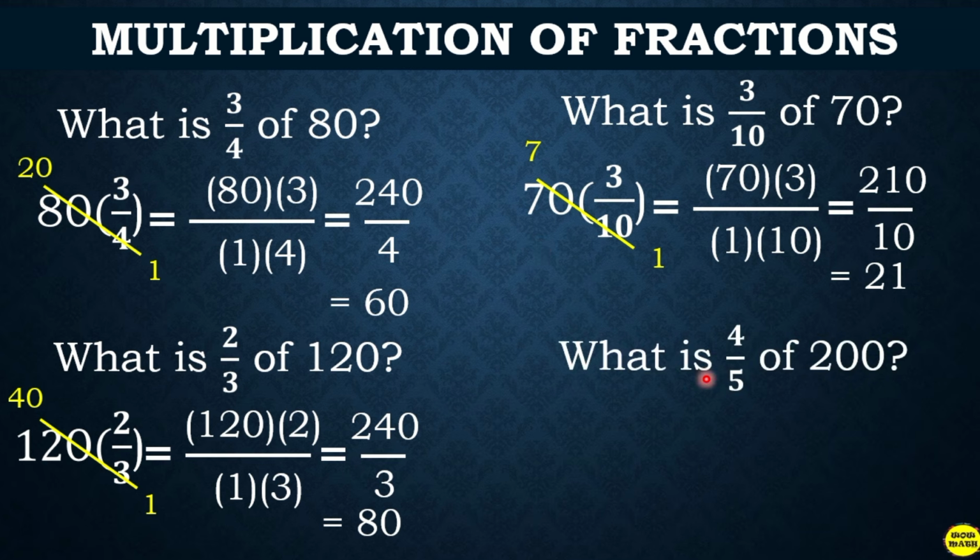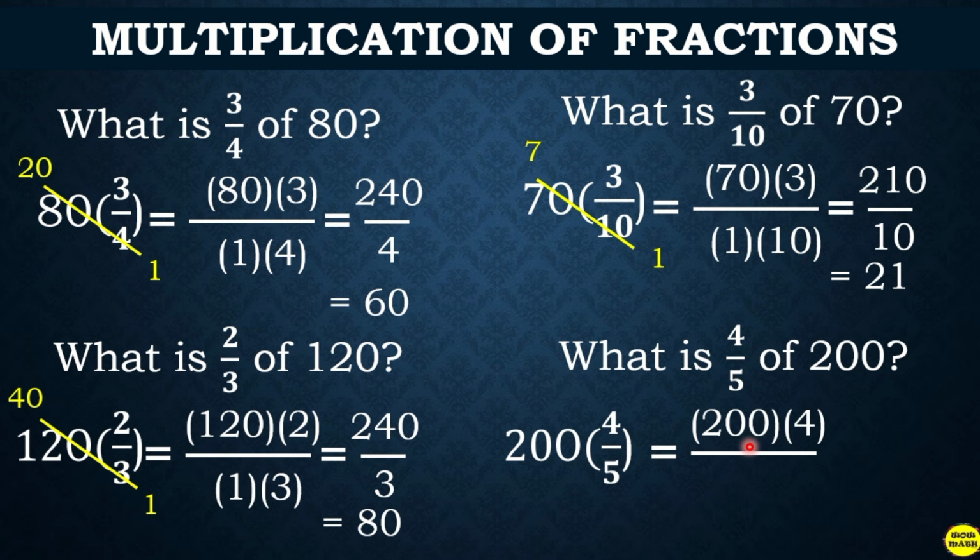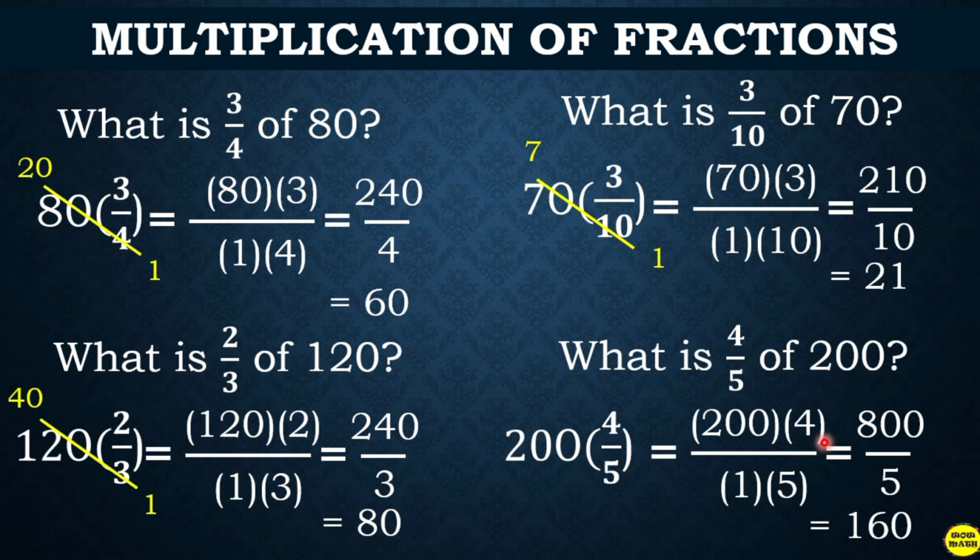Okay. So, what is 4/5 of 200? So, we will get 4/5 of 200. So, we will have 200 times 4 and then 1 times 5. So, we will have 800 over 5. So, pag dinivide natin yung 800 over 5, that is 160. So, 4/5 of 200 is equal to 160. Okay, i-check natin. Dito, pwede mo i-check dito. 200 divided by 5, that is 40 and this is 1.